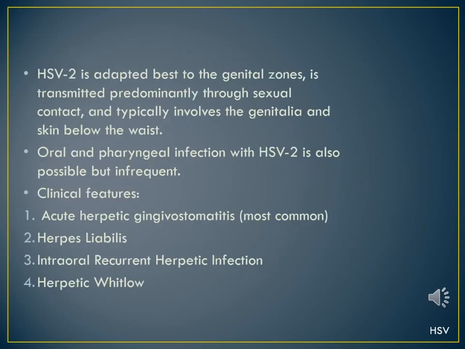HSV2 is adapted best to the genital zones and is transmitted predominantly through sexual contact and typically involves the genitalia and skin below the waist. Oral and pharyngeal infection with HSV2 is also possible but occurs infrequently. The clinical features include acute herpetic gingivostomatitis, which is the most common clinical feature seen, herpes labialis, intraoral recurrent herpetic infection, and herpetic whitlow.